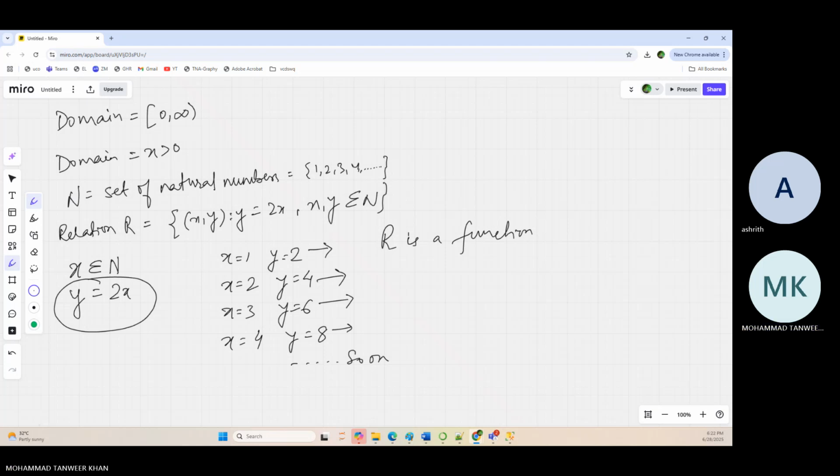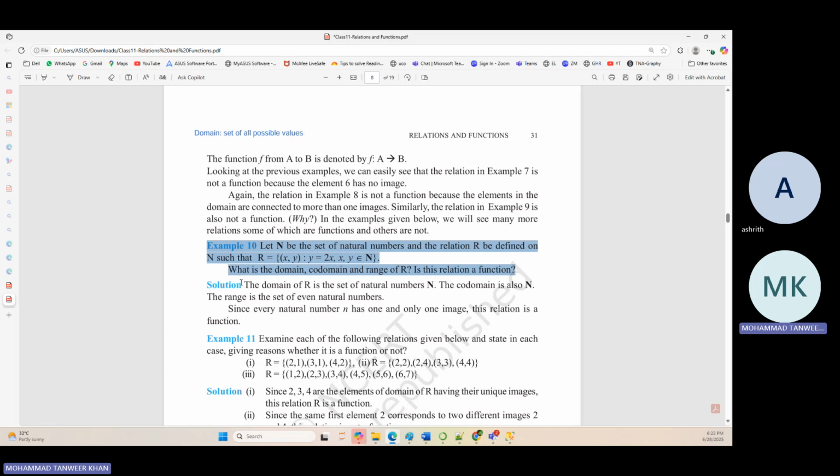What is the domain? All valid values are the domain, because it is taking all the natural numbers. The domain of R is the set of natural numbers, because x can take any value and it belongs to natural numbers. So if someone asks what the domain is, you can tell all the natural numbers are the domain because it can accept all the natural numbers. Is that clear?